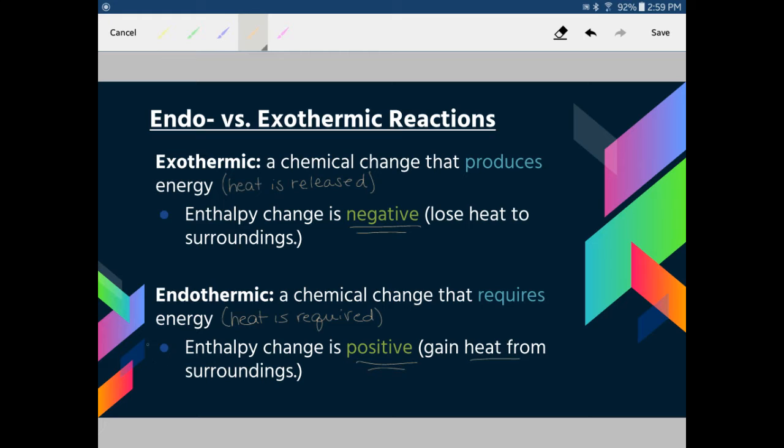Okay, now these two points here: endothermic is equal to a positive value, and exothermic is equal to a negative value. Those points are very, very important to know as we go through this unit. That's going to be something that consistently comes up. You need to know exothermic is a negative value, or negative enthalpy. In other words, it's a negative change in enthalpy. And endothermic is a positive change in enthalpy.